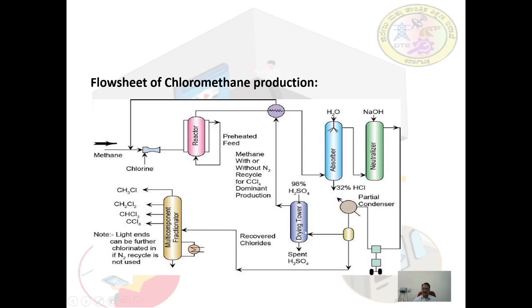This is the dryer. The chlorine product enters the dryer to remove the water from the vapor stream using around 98% sulfuric acid as the absorbent of water from the vapor. The chloromethane enters the distillation sequence to separate the methyl chloride, methylene dichloride, chloroform and CCl4 from the mixture according to their boiling temperature.